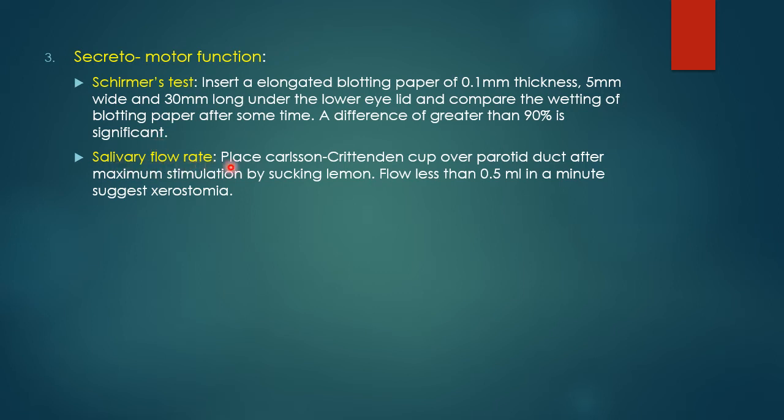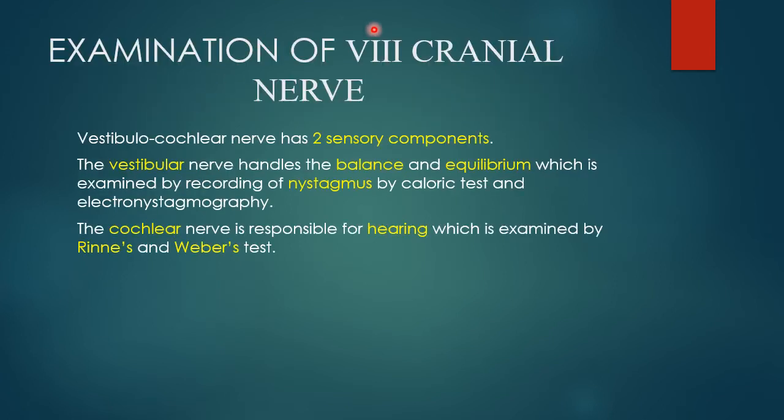Salivary flow rate. Place Carlson Crittenden cup over parotid duct after maximum stimulation by sucking lemon. Flow less than 0.5 ml in a minute suggests xerostomia. Examination of 8th cranial nerve. It is the vestibulocochlear nerve which has two sensory components. The vestibular nerve handles the balance and equilibrium which is examined by recording of nystagmus by caloric test and electronystagmography. The cochlear nerve is responsible for hearing which is examined by Rinne's and Weber's test.